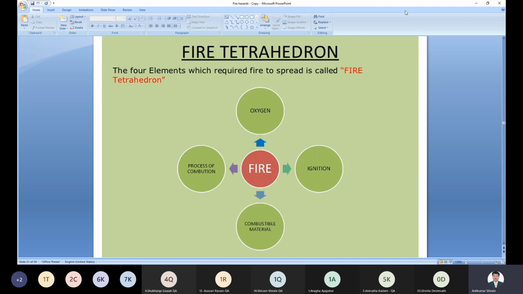Then there is the fire tetrahedron. The four elements required for fire to spread are called the fire tetrahedron: oxygen, ignition, combustible material, and the process of combustion. If a fire happens, it is due to these four. Oxygen may increase the fire. Ignition material gives chances of ignition and fire. Combustible material also gives chances of fire. The process of combustion, if I use different processing, may lead to combustion of the material.